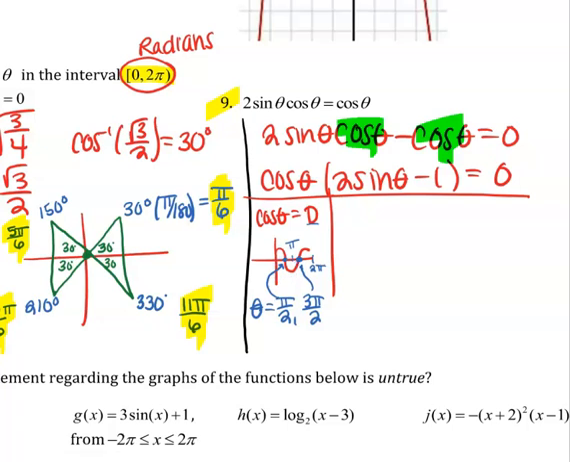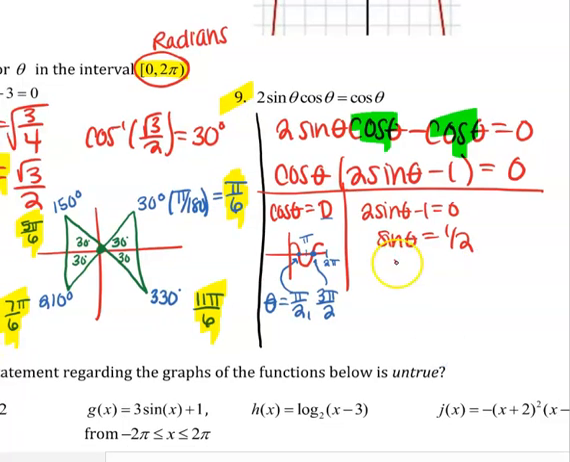Now for the other guy, 2 sine of theta minus 1 equals 0. Let's do some solving. Sine of theta would equal 1/2. Okay? Now, think, what is inverse sine of 1/2? Or even think about your chart. Well, sine of 30 degrees is going to give you 1/2.